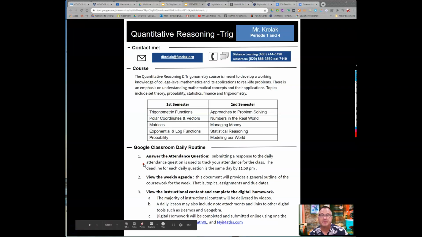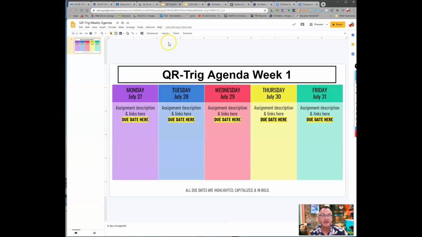At the beginning of each week, there'll be a weekly agenda posted that just gives you a general idea of what we're going to be doing that week. It'll look something like this with an assignment description and a due date if there's an assignment or homework associated with that particular learning activity.